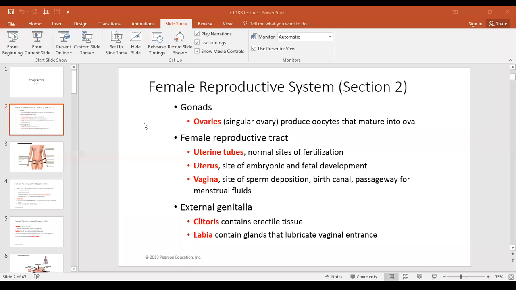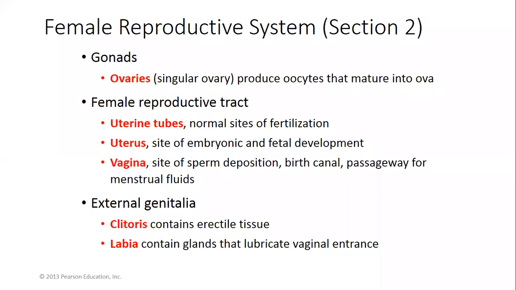All right, so let's finish chapter 18, talking about female reproduction. We'll do it similar to what we did with male reproduction. Just kind of go through the tract. Basically, the gonads here are ovaries instead of the testes, where oocytes, as opposed to sperm, mature into ova.